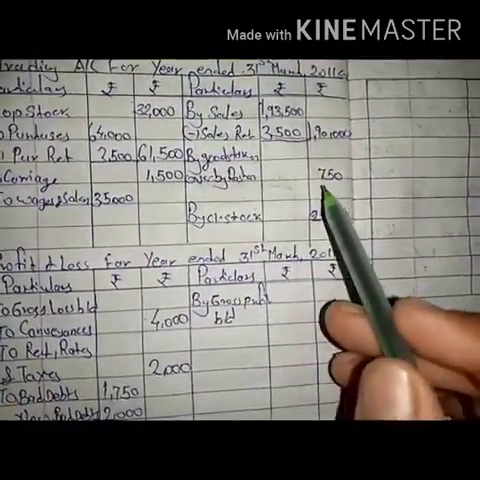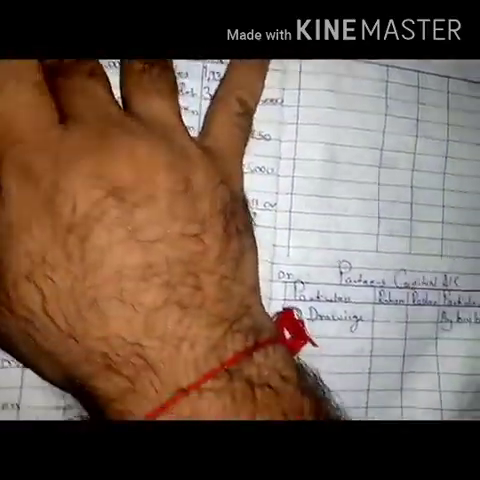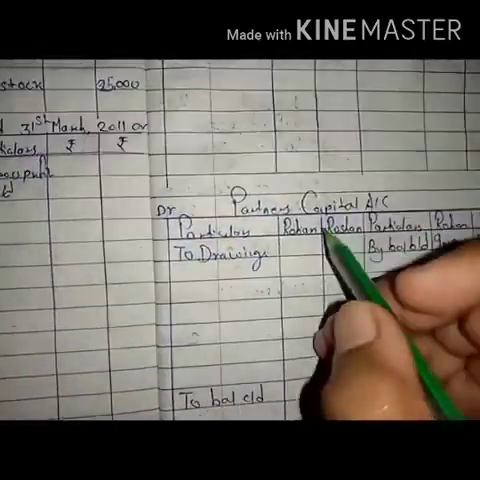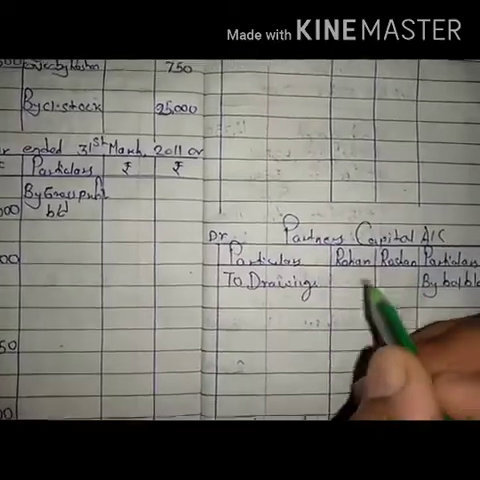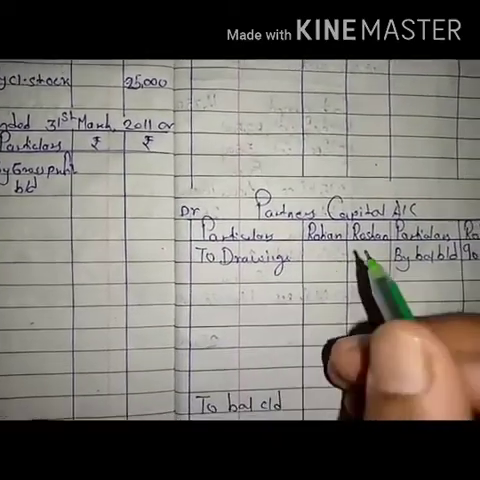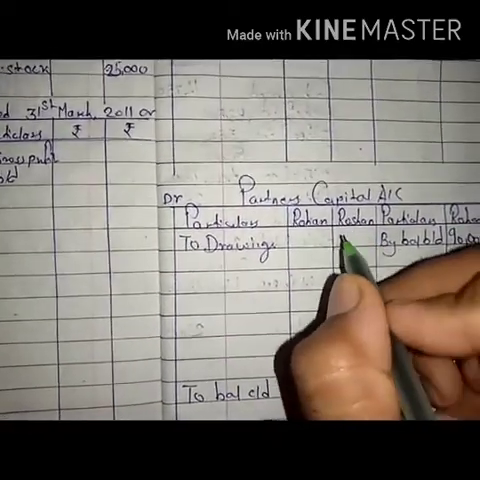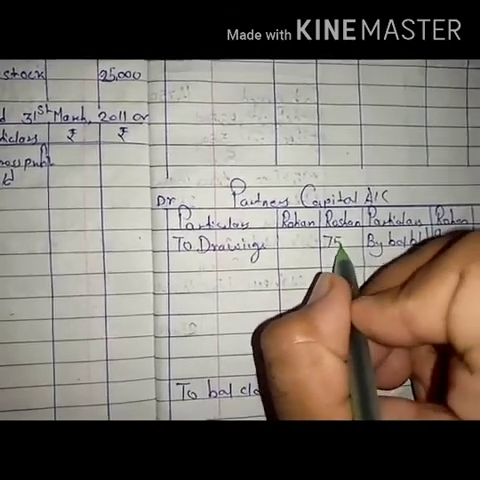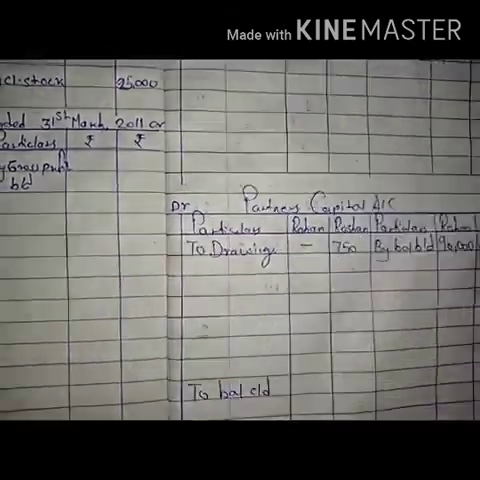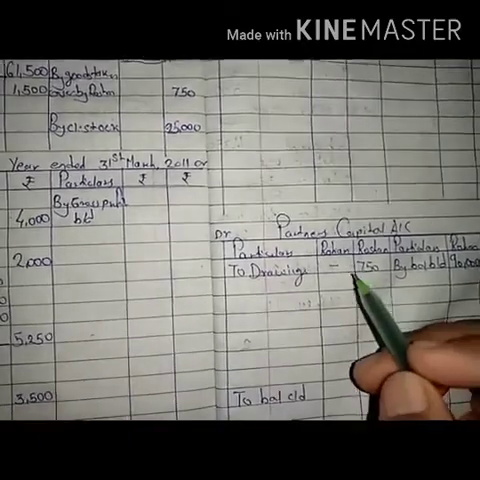Anything which is used from the business is known as drawings, as we know from our 11th. So we are going to write it on the drawings. I had already written the drawings. It is a fixed item. If it has not come, you can make a dash for another person. That is Rohan. Second effect is over. 750.